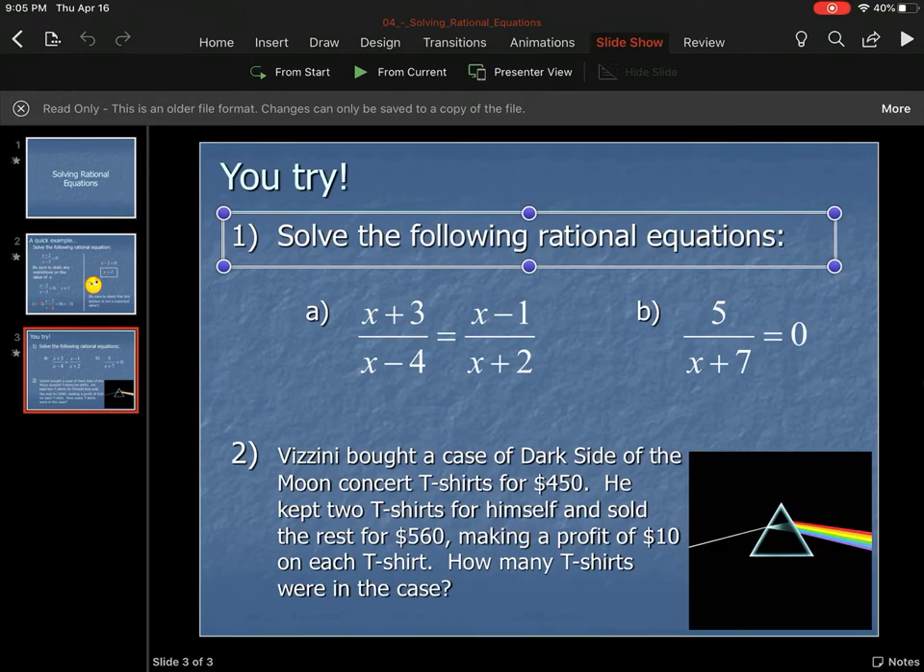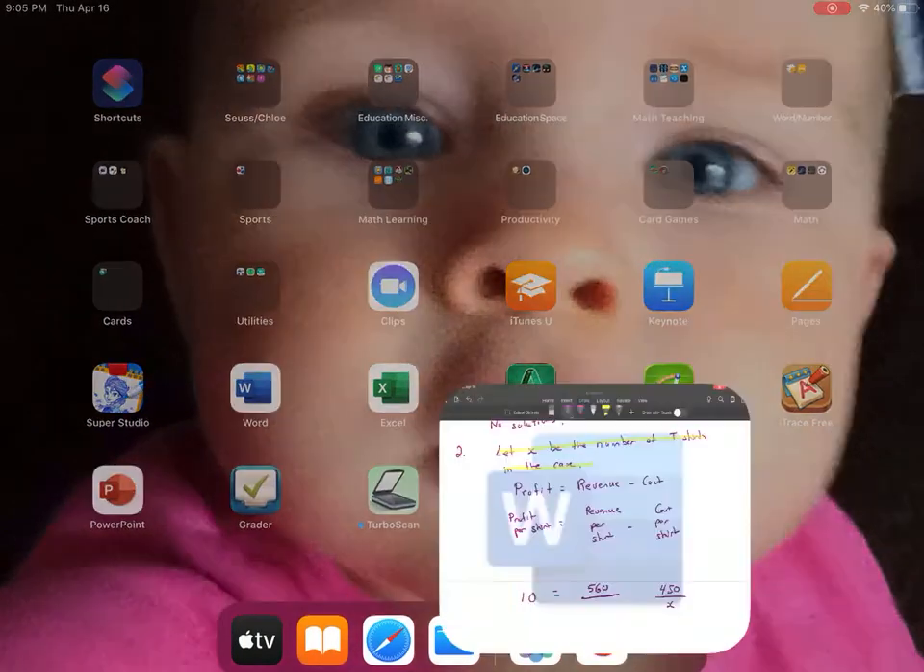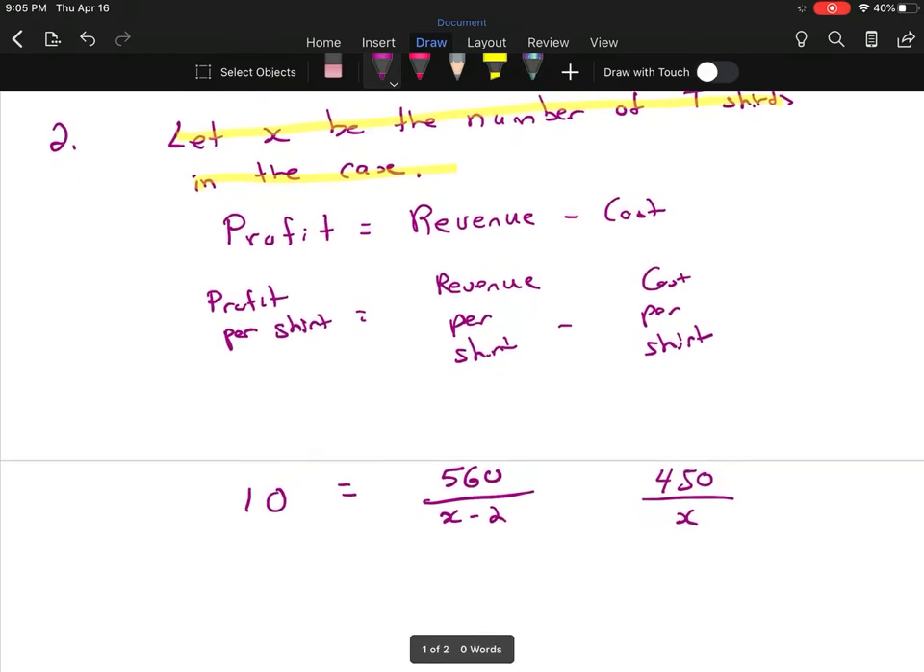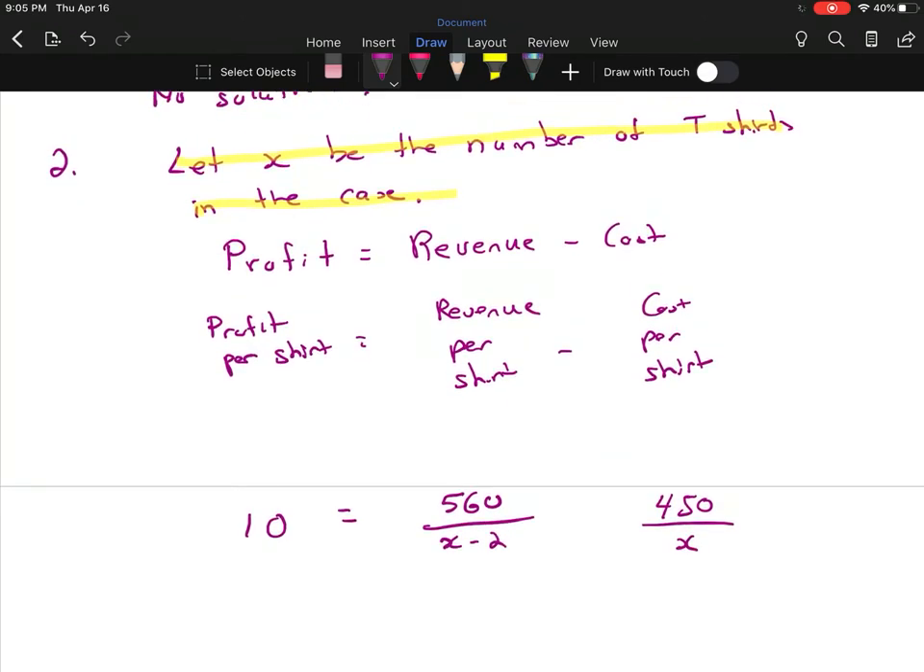Vizzini bought a case of Dark Side of the Moon, sorry, he bought a case of X Dark Side of the Moon t-shirts for $450. He kept 2 t-shirts for himself and sold the rest for $5.60. He kept 2 t-shirts for himself. So the number of shirts he sold wasn't X. It was X minus 2.